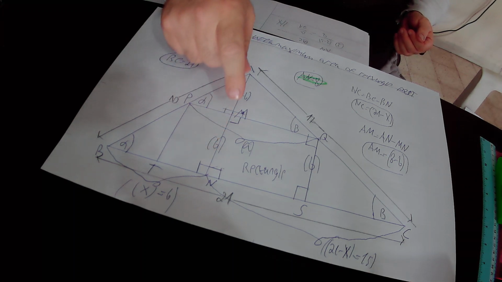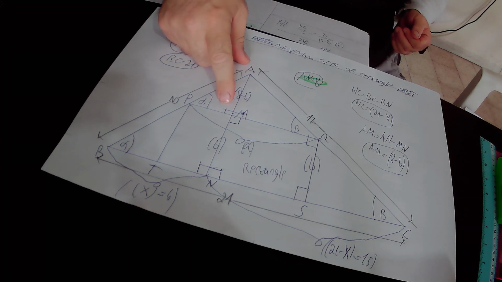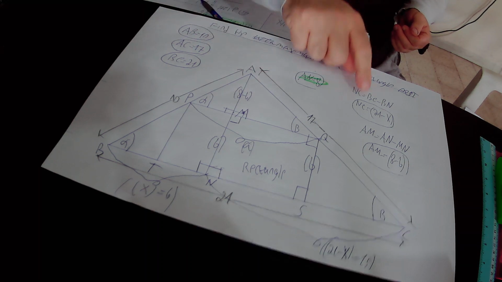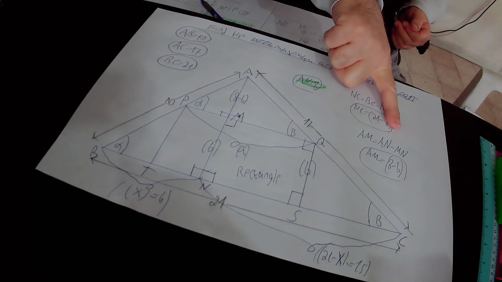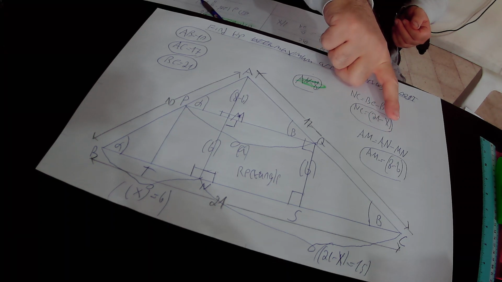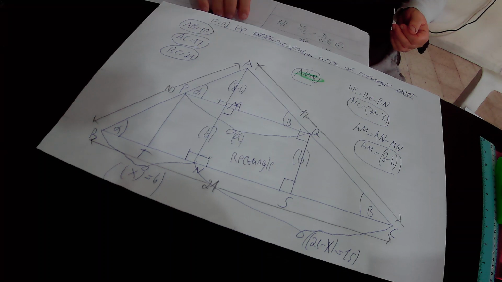MN equals B, AN equals 8. So what is the length of AM? AM equals AN minus MN. So AN is 8, minus MN, that is B. So in total, AM equals 8 minus B.